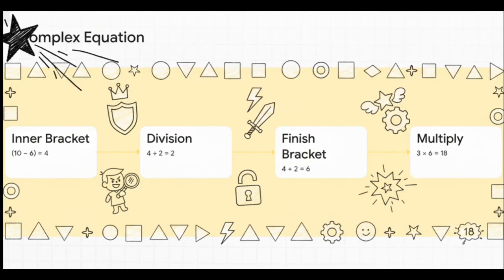All right, let's level up and see how this builds into what I like to call a boss-level equation. We've got 3 times, open bracket, 4 plus, open parentheses, 10 minus 6, close parentheses, divided by 2, close bracket. Wow, okay, I know it looks terrifying, but honestly, we don't need to panic. We're just going to follow the steps. Step 1, hit that inner bracket first. 10 minus 6 is 4. Step 2, inside our remaining brackets, division beats addition, so 4 divided by 2 is 2. Step 3, finish off the bracket by adding the 4 plus 2 to get 6. And step 4, just multiply 3 by 6. Bam! 18. Clean, simple, and totally stress-free when you break it down.